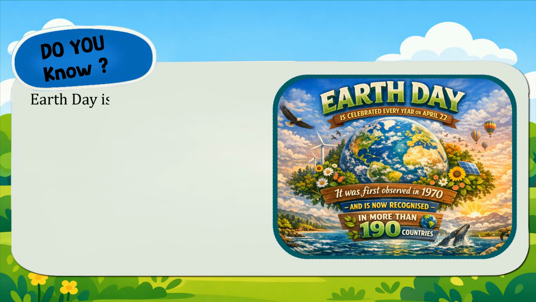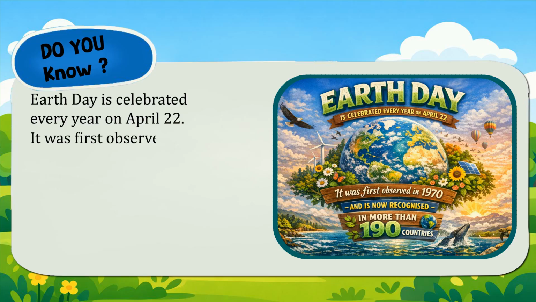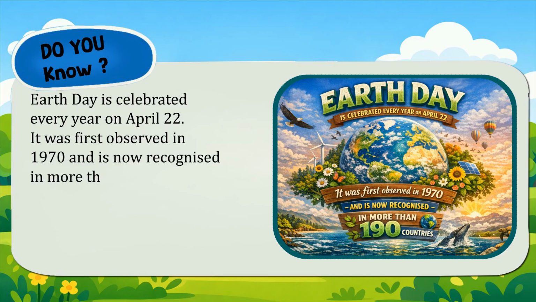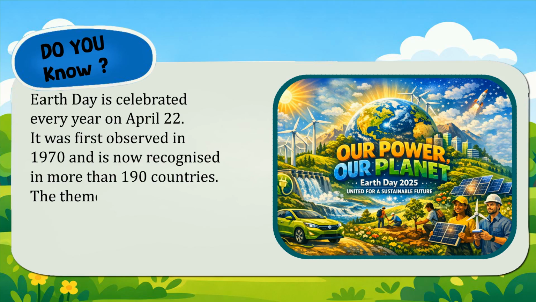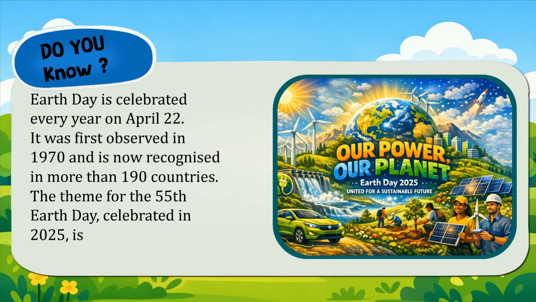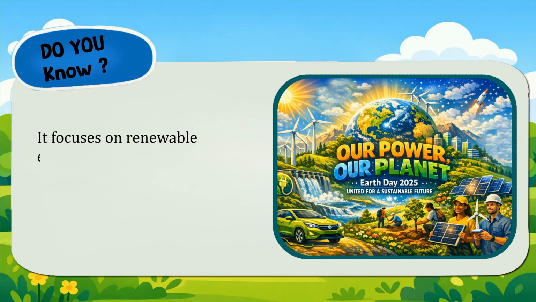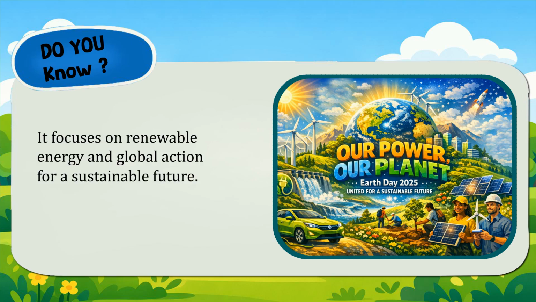Do you know Earth Day is celebrated every year on April 22? It was first observed in 1970 and is now recognized in more than 190 countries. The theme of the 55th Earth Day, celebrated in 2025, is Our Power, Our Planet. It focuses on renewable energy and global action for a sustainable future.